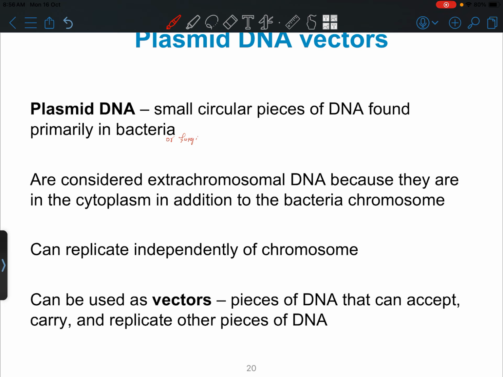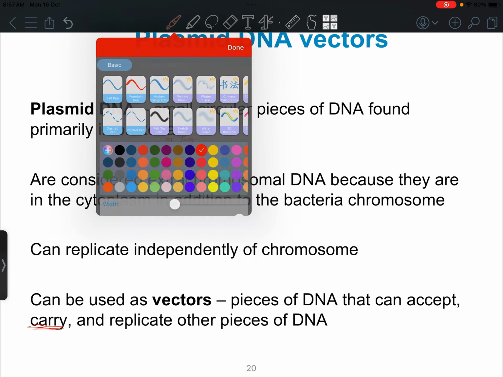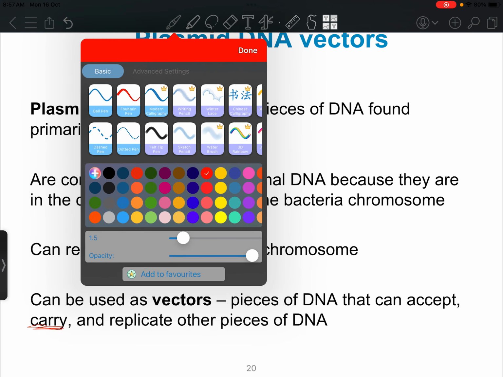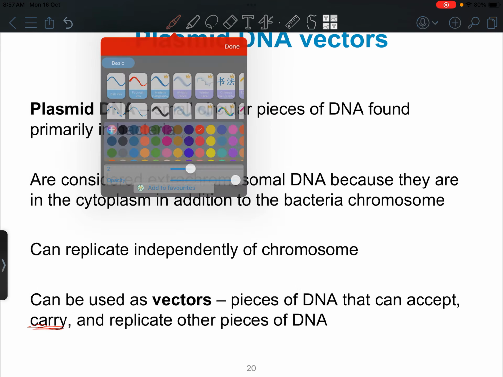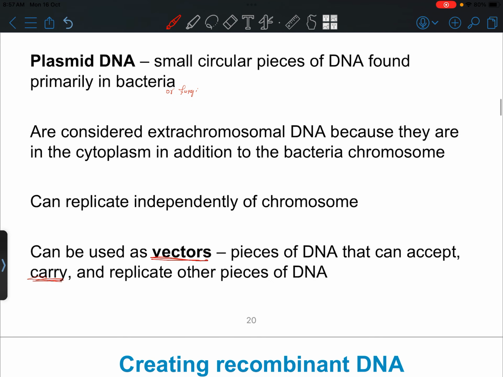Today we use plasmids as vectors. Vectors are viruses or DNA molecules that can accept, carry, and replicate whatever DNA you want. There's a whole section about vectors and their kinds and their uses.